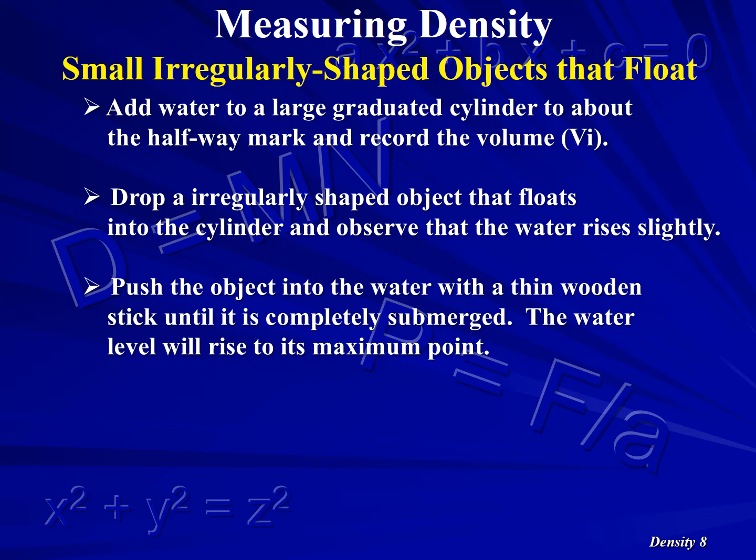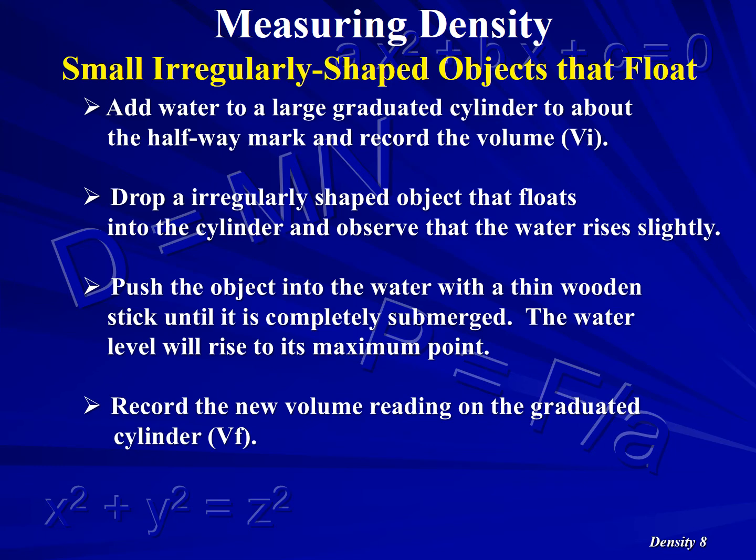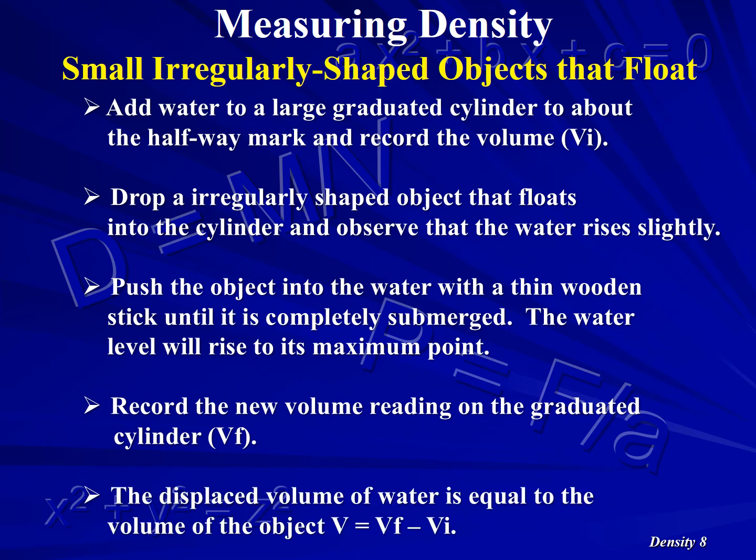The water level will rise to its maximum point. Record the new volume reading on the graduated cylinder as Vf. Subtract Vi from Vf to give the displaced volume of water, V. V is equal to the volume of the object.